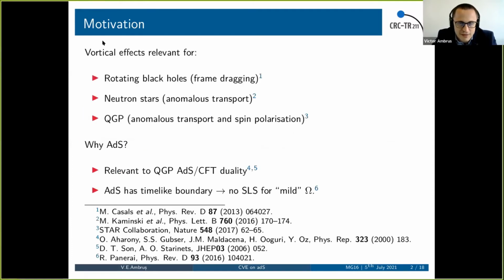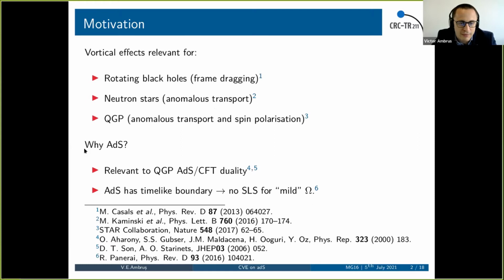So vortical effects refer to the generation of currents along the vorticity in a fluid, and they have been known to be relevant for rotating black holes, including the frame dragging effect, neutron stars, where they can be associated with anomalous transport, or the quark-gluon plasma, where spin polarization was measured by the STAR collaboration.